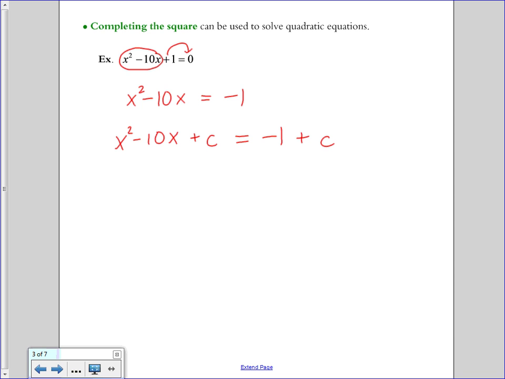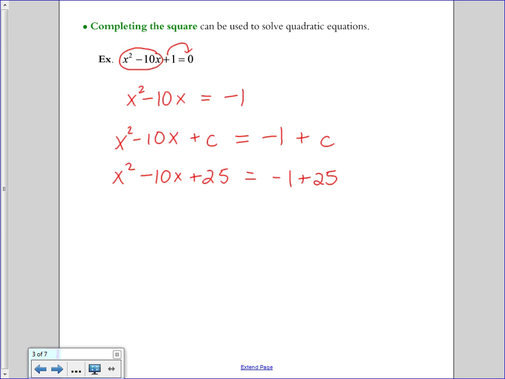Find that c value by doing what we just did on the first slide, taking half of the middle value, which is b, and then squaring it. So half of negative 10 is negative 5, and negative 5 to the second power is 25. Remember to add it to the other side as well to keep this thing balanced.